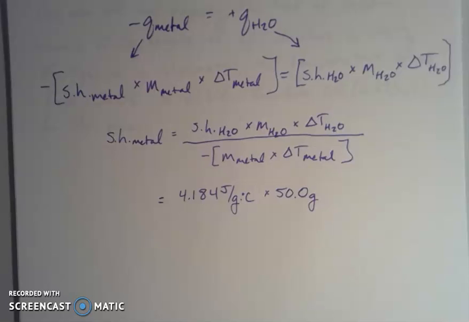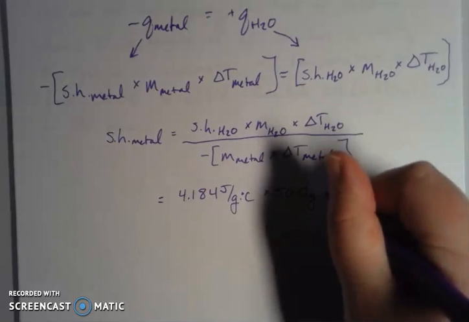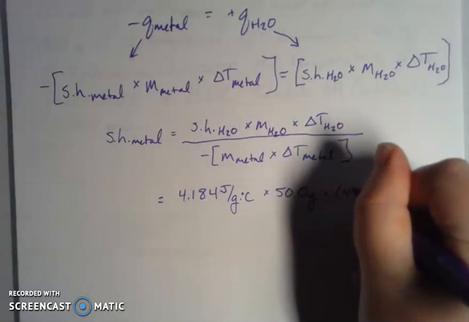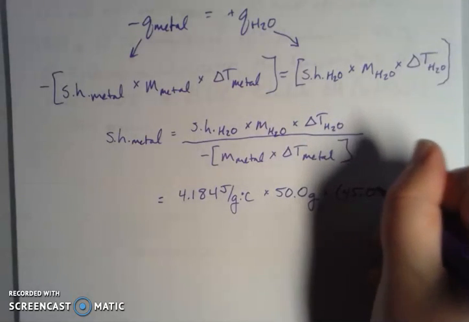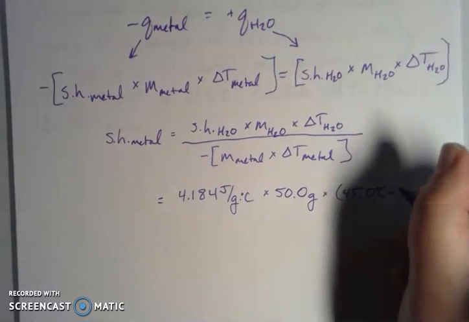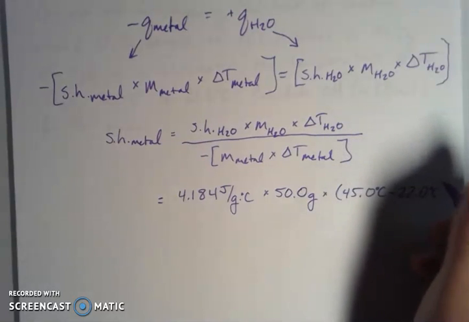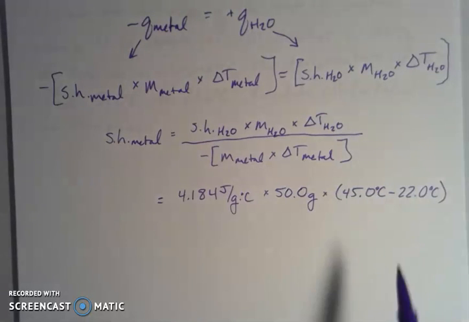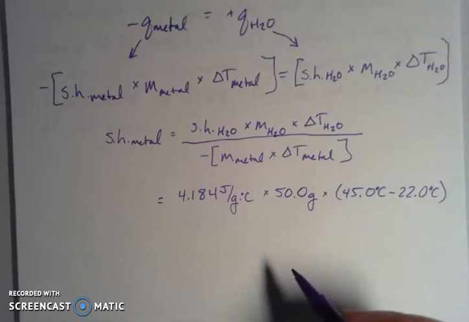is final minus initial. So we said that the T final for both was 45, and the initial temperature of my water was 22.0, right? It was kind of room temperature. So if I look at this delta T, I can see that this is going to be a positive quantity, right? Because I increased in temperature, so my final minus initial is going to give me a positive value.